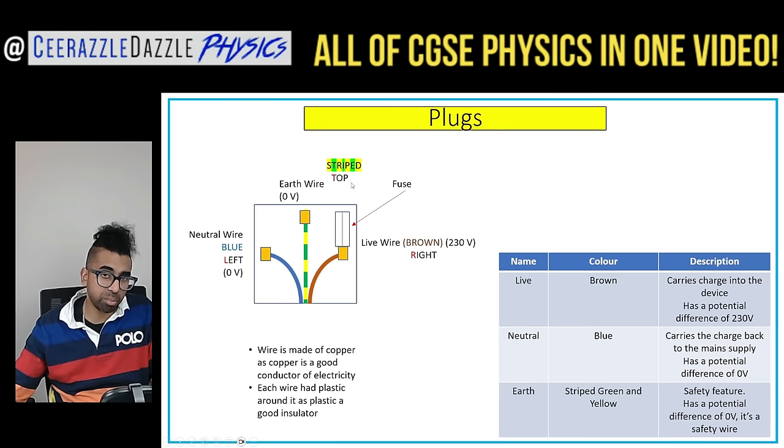A nice way to memorize which way the wires are going is to take the second letter of the color. Look, the second letter of brown is R, and blue's is L, and green's is T: right, top, left. You can see this one goes to the right, this one goes to the top, this one goes to the left over here. The wires are made up of copper because it's a good conductor of electricity, and each of them is plastic insulated, obviously, so therefore they're not going to touch each other.